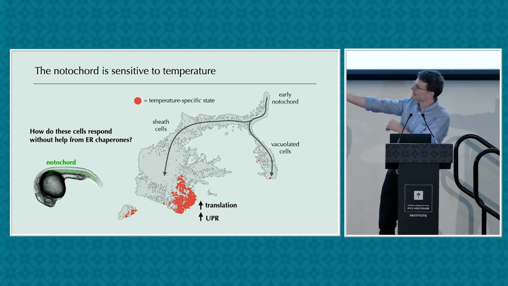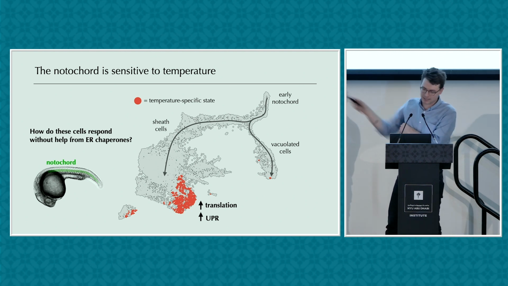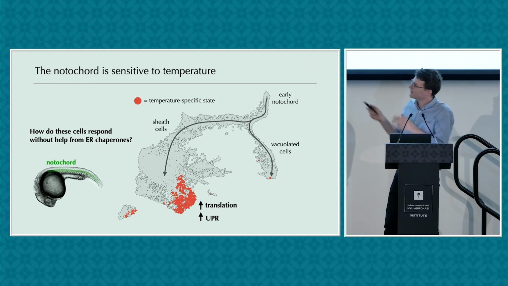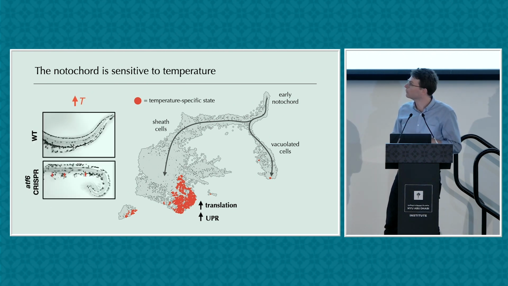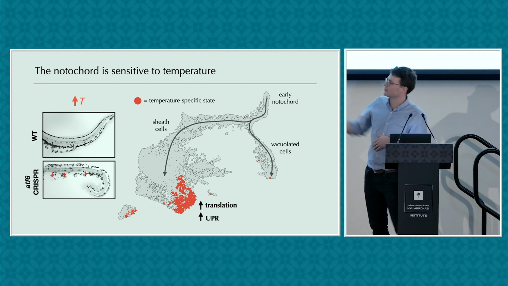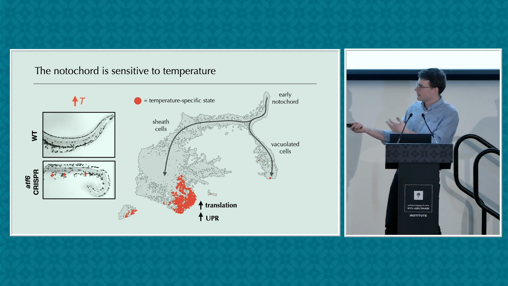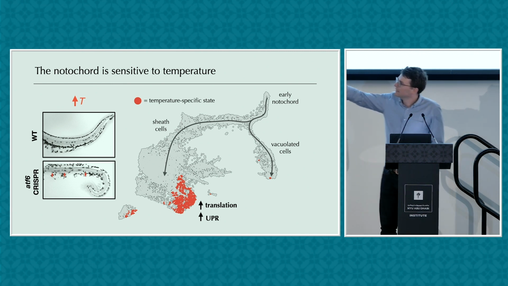So the question is, for the ER chaperones that are upregulated by the unfolded protein response, how do these cells respond without? And it was actually really awesome. I saw that someone had made a similar mutant on a poster today. So ATF6 is a transcription factor that both senses and then activates this unfolded protein response.